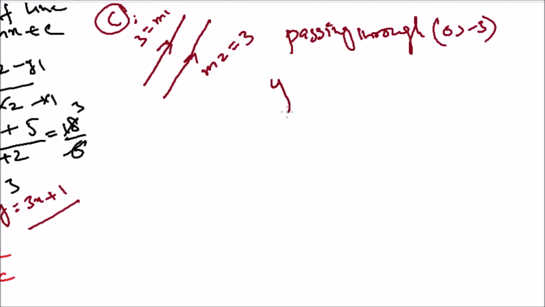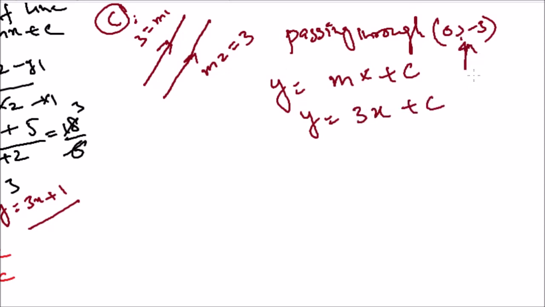So both lines are parallel, so the gradient is the same. So mx plus c is the required equation. So y is equal to, since the lines are parallel, both have the same gradient, so I put here gradient 3 plus c. This is basically the y-intercept. So y-intercept c is what? Very clearly c is minus 3. So y is equal to 3x minus 3. That's the result.